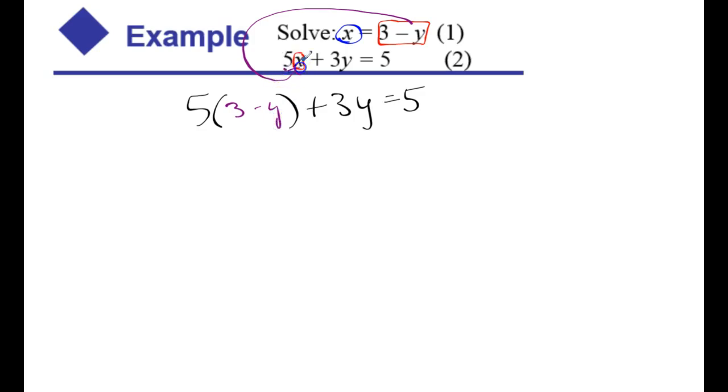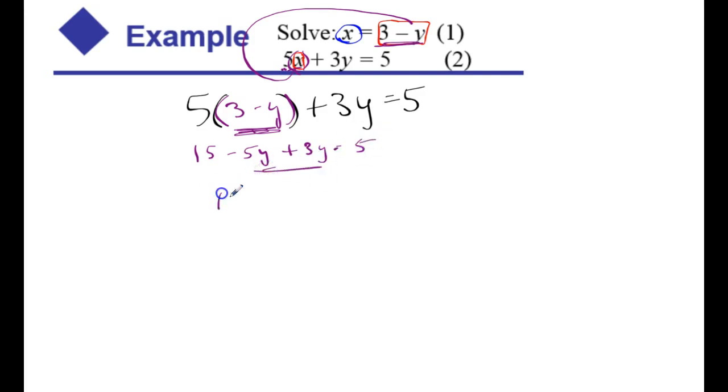So instead of 5x, I've got 5 times the value of x, which the first line is telling me x is 3 minus y. The key here, in my opinion, is to replace x with parentheses. So I rewrite the problem without 5x, but 5 parentheses, and then in the parentheses goes the value of x. So you can practice that. Don't go too fast because then weird things happen.